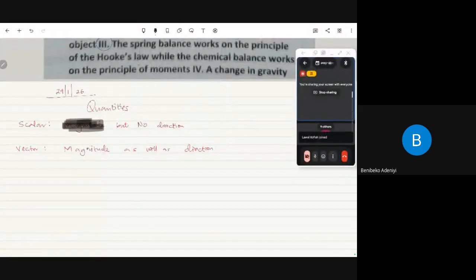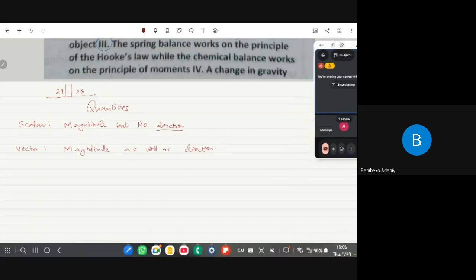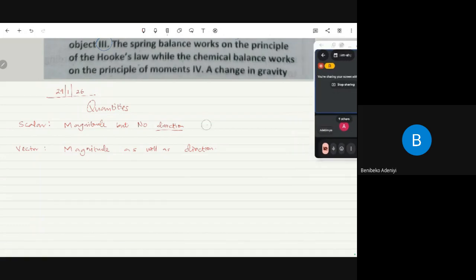Scalar quantities are quantities that we can attach value to. Only value. When you attach value to them, it makes sense. But when you start talking about direction, it makes no sense. Let me give you an example: mass.